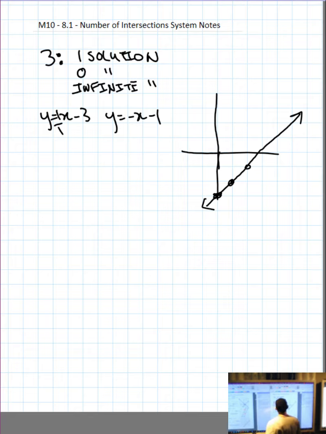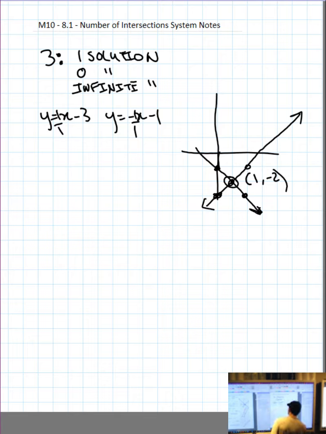Then we have the equation negative x minus 1. So we have a y-intercept of negative 1 and a slope of negative 1 over 1. So down 1 over 1, down 1 over 1, down 1 over 1, a negative slope down to the right. And we have an intersection point. In the next chapter, we're going to learn how to do the algebra to find those intersection points. We just found it by graphing: 1, negative 2.